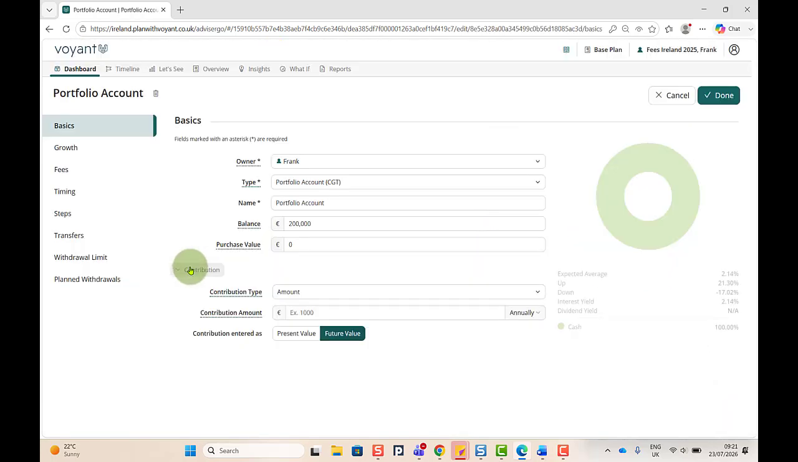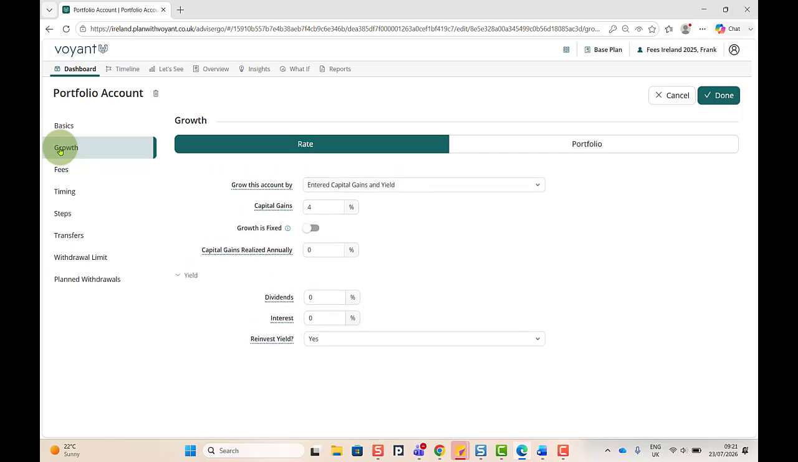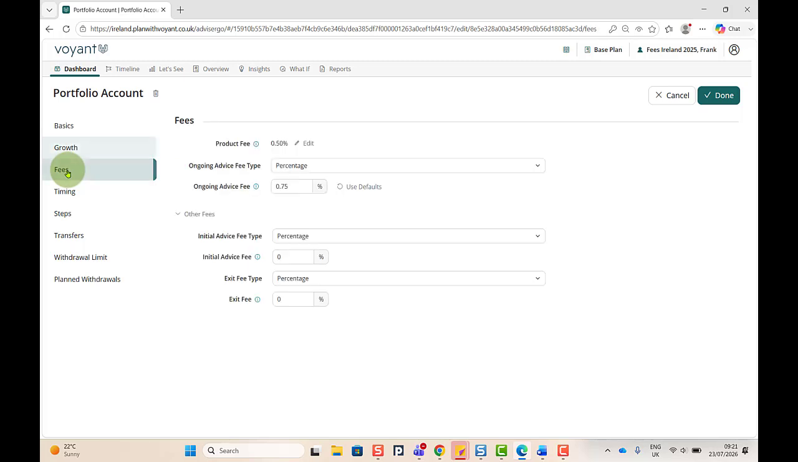You'll see that it works in the same way. I've put in the balance of €200,000 here, but because I want to show potential capital gains, I've put the purchase value in as 0. I've left the growth rate as 4%, again come through from the plan settings, and the fees I've kept as the product fee of 0.5% and the ongoing advice fee of 0.75%. This is the one that's physically deducted.